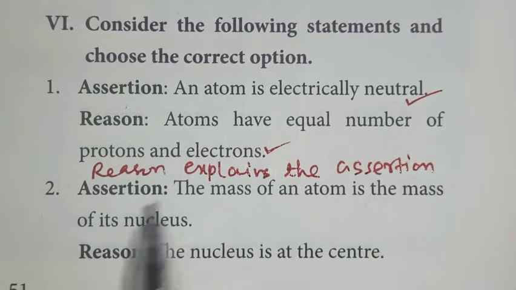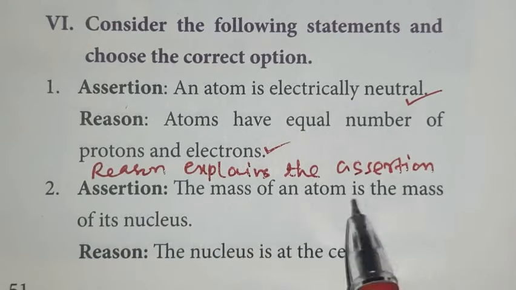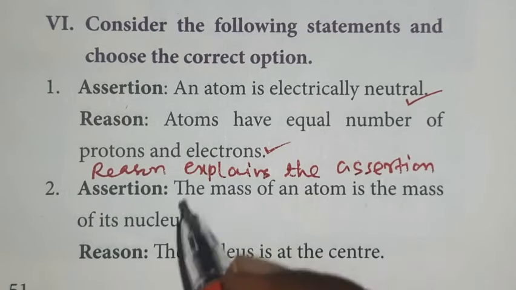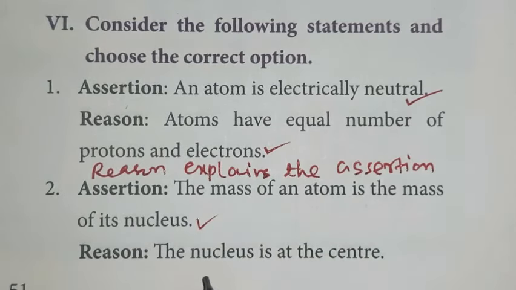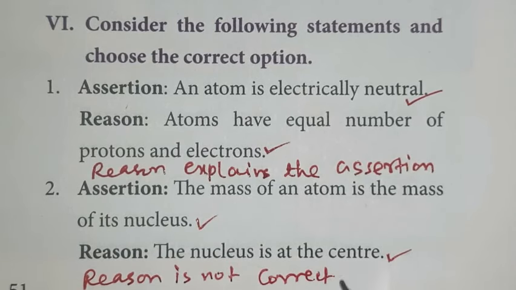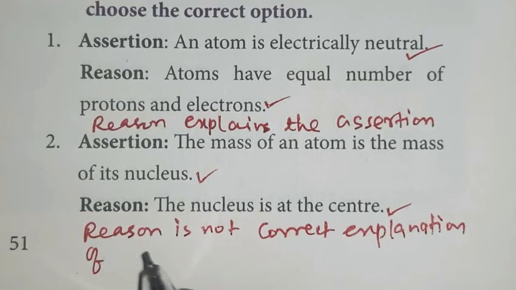Second one, assertion, the mass of an atom is the mass of its nucleus. Mostly this is true. Reason, the nucleus is at the center. This is also true, but reason is not the correct explanation of assertion.